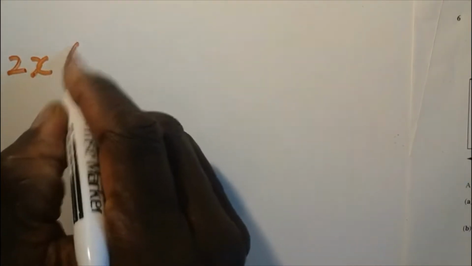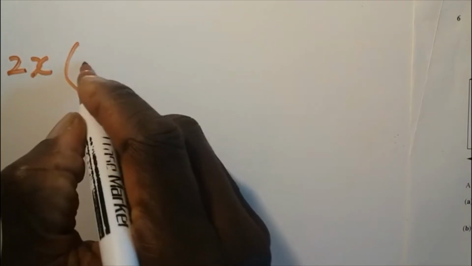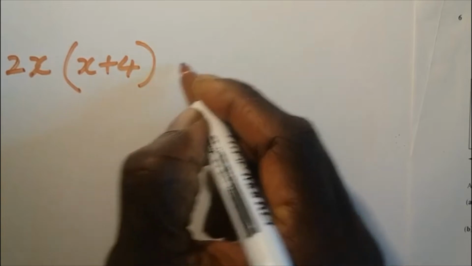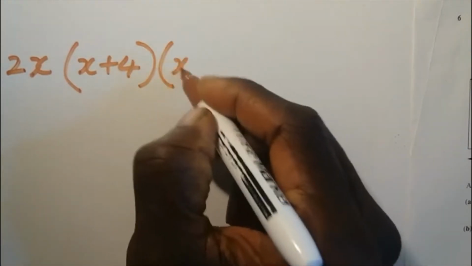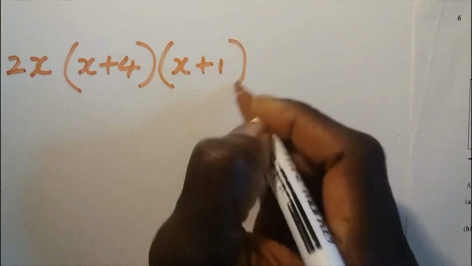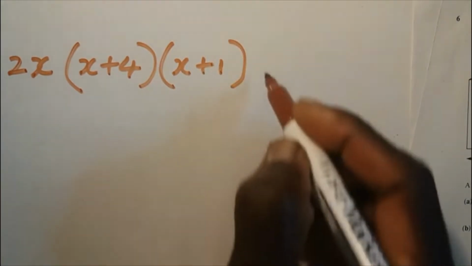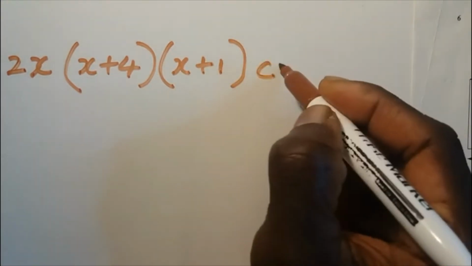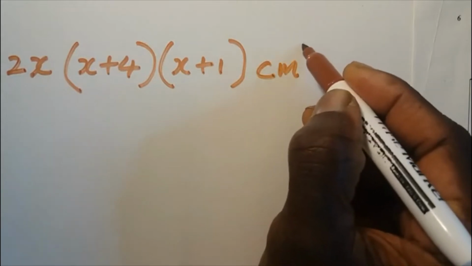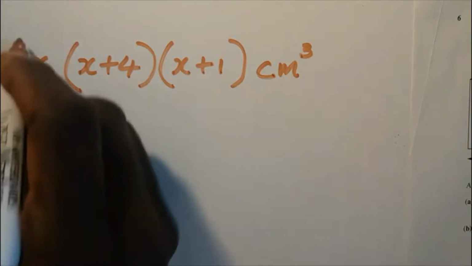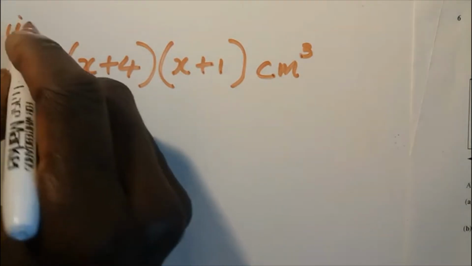So we have first 2x, and then we have x add 4, and x add 1. And this is the volume. We can write it with units, cubic centimeters. So this is part I.